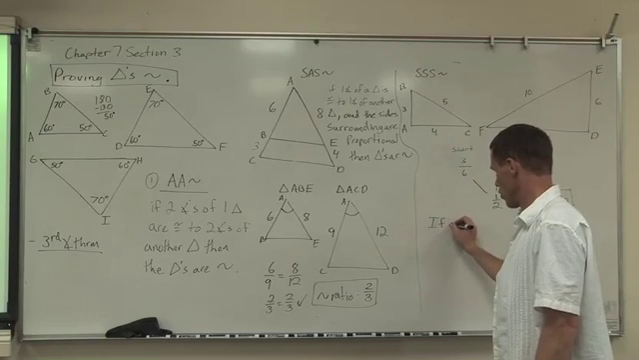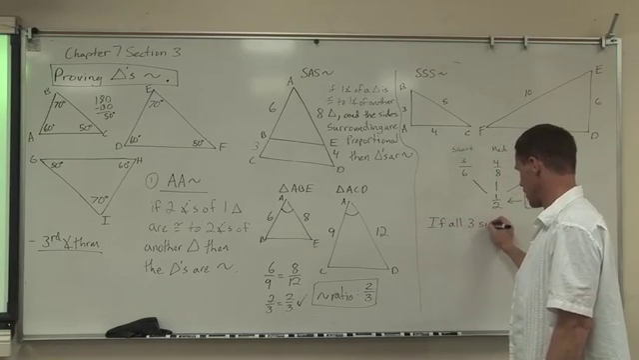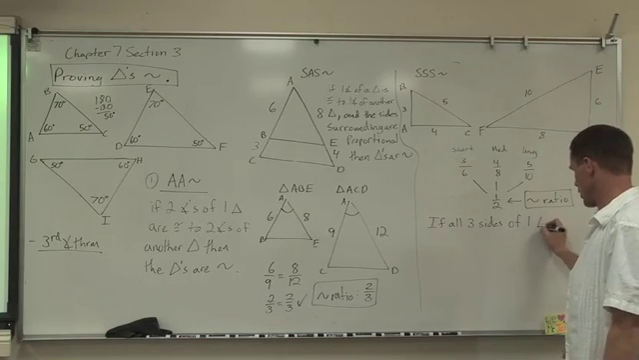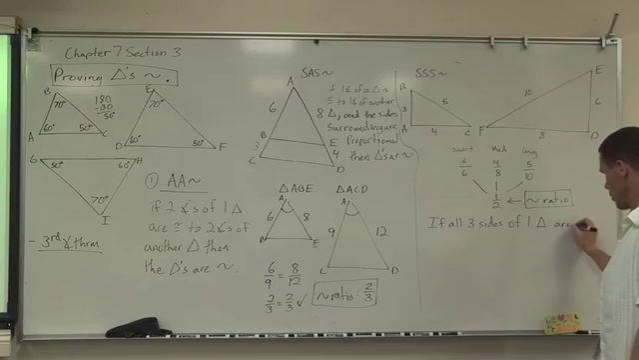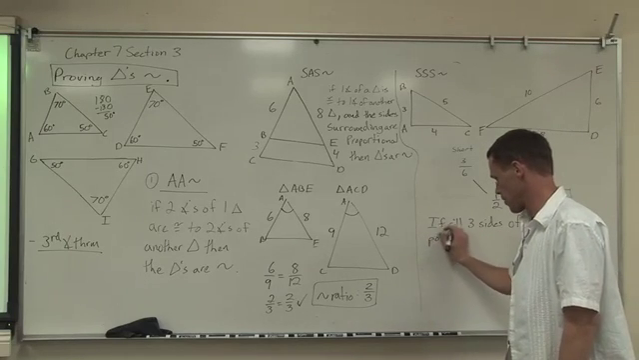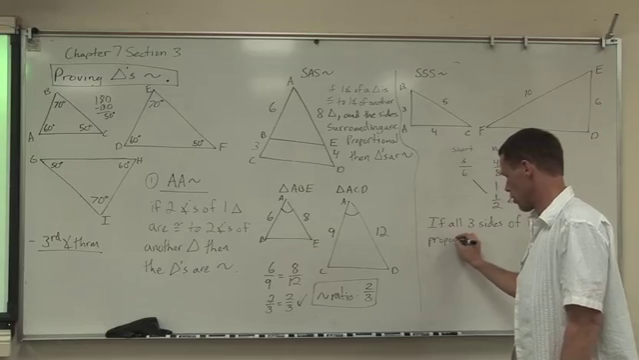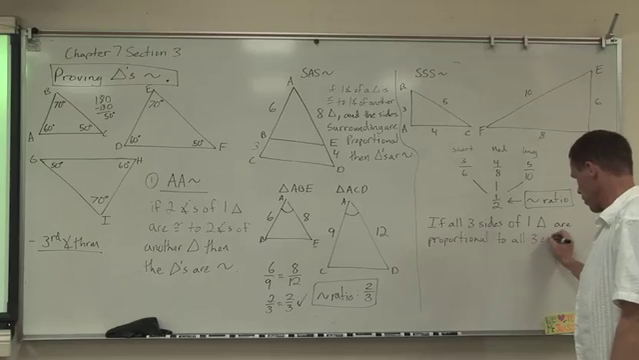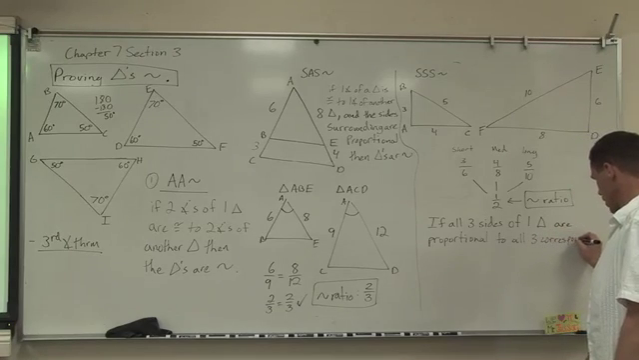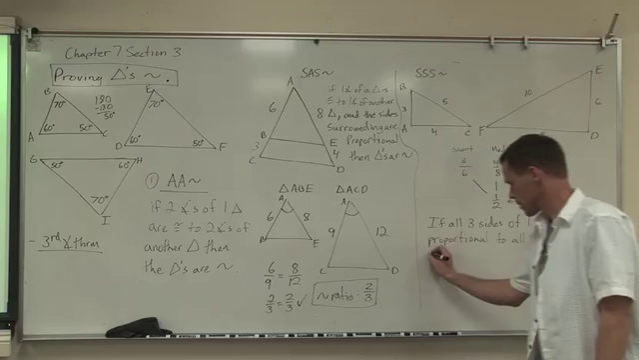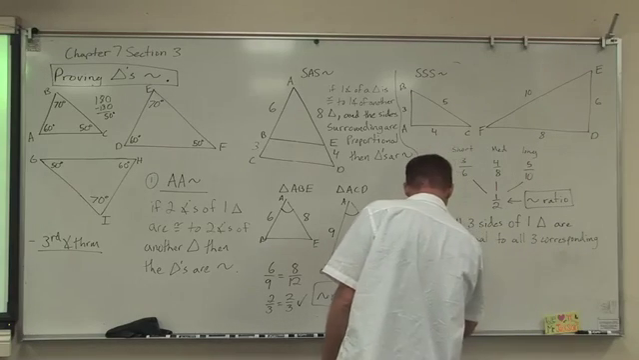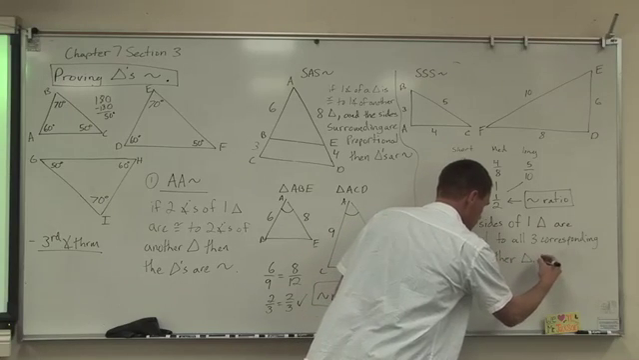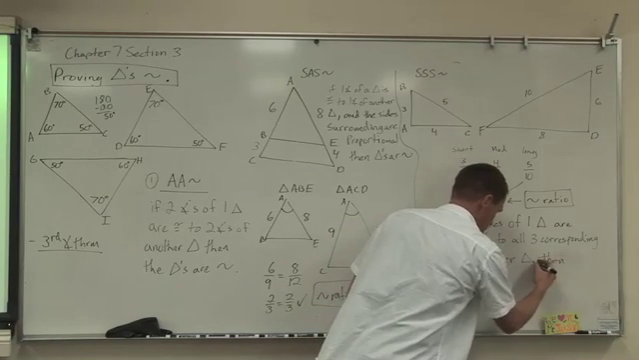If all 3 sides of one triangle are proportional to, we're going to have to say all 3 corresponding sides, so are proportional to all 3 corresponding sides of another triangle, then the triangles are similar.